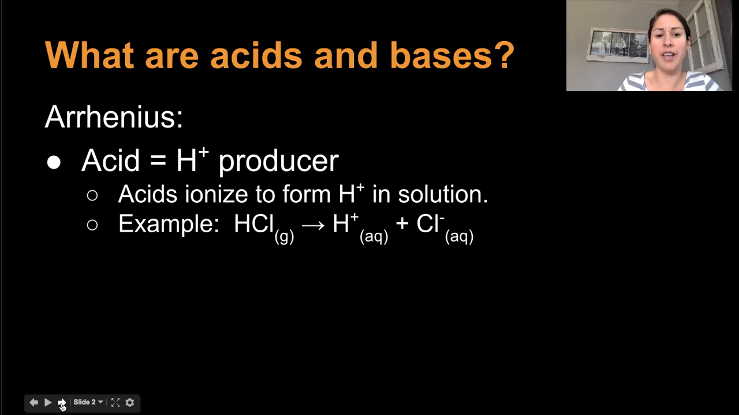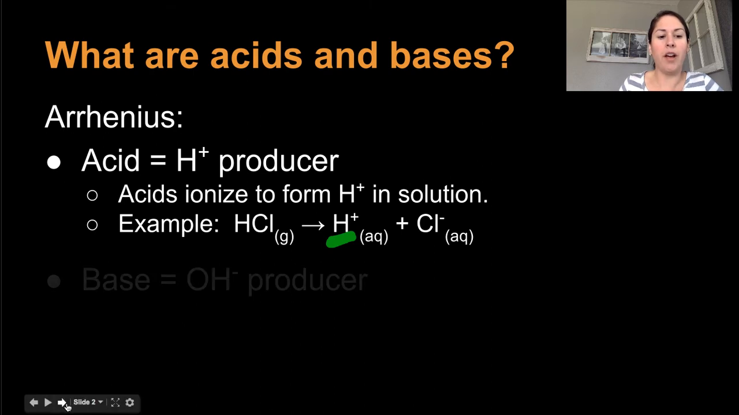And so here's our example. We have hydrochloric acid and it's going to form those hydrogen ions when it goes into aqueous solution. So we see the gas form here, and then we see that the hydrogen ion is produced, and this is an aqueous solution. So that tells us that that's what's going on there.